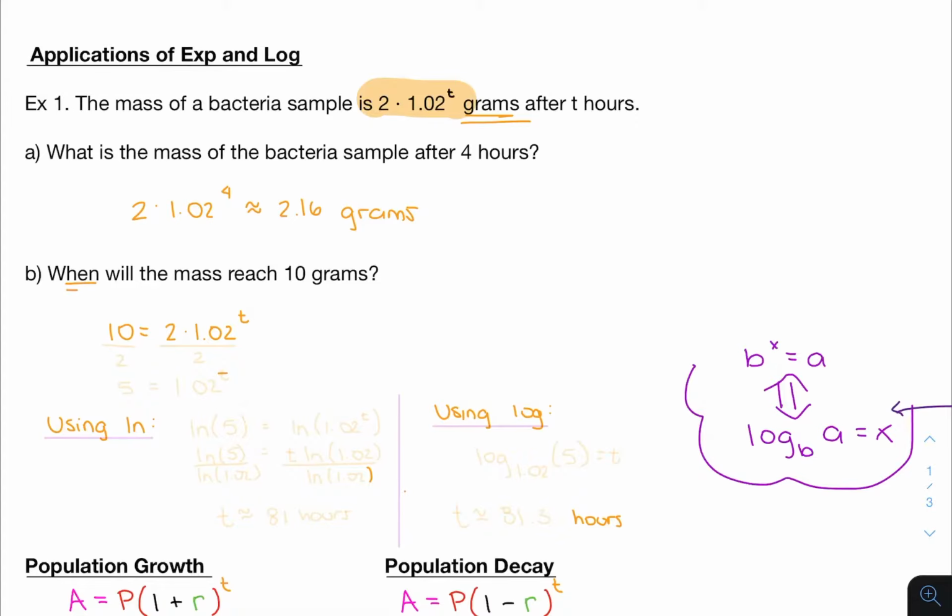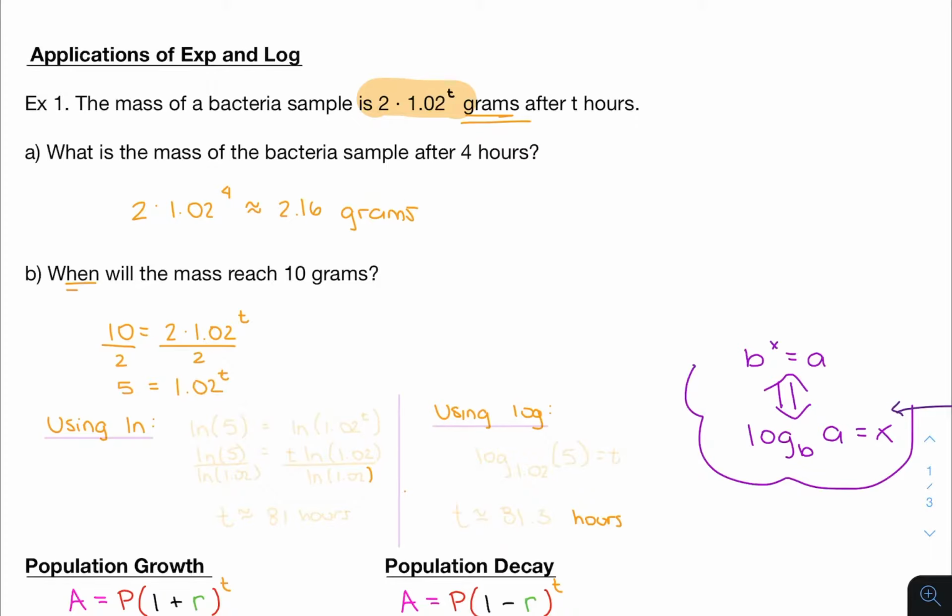Remember that in the last video, I told you guys that if you have a variable in the exponent, you can apply either logarithms or the natural log, ln. But since we have 2 being multiplied to it, we first want to get rid of that, so that the part that has the variable as the exponent is by itself. So first we divide by 2 on both sides, and we're left with 5 is equal to 1.02 to the t power.